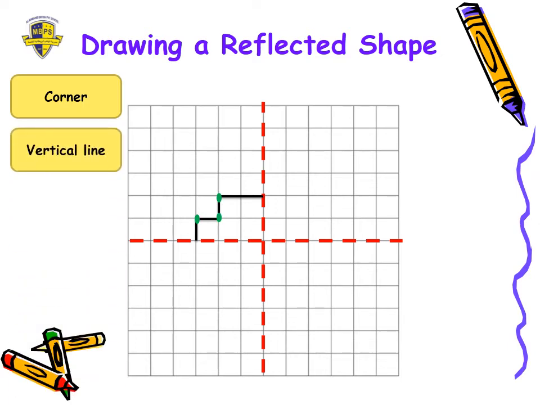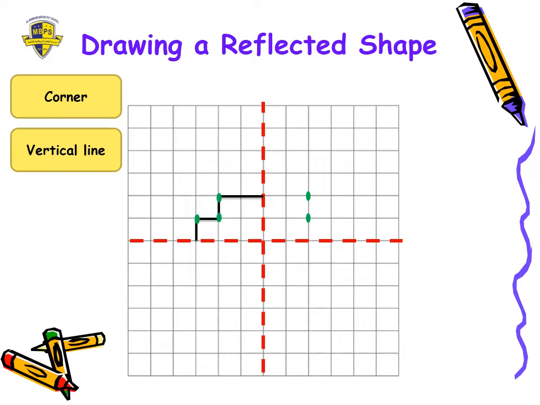The first dot is 2 squares to the left of the standing line. So I put one on the other side too: count 2 squares from the standing line, or the mirror line, and put your corner. This is 2 squares and this is our first corner. Now the second one is also 2 squares, the distance between the dot and our mirror line. And the third one is 3 squares, the distance 1, 2, 3 squares.